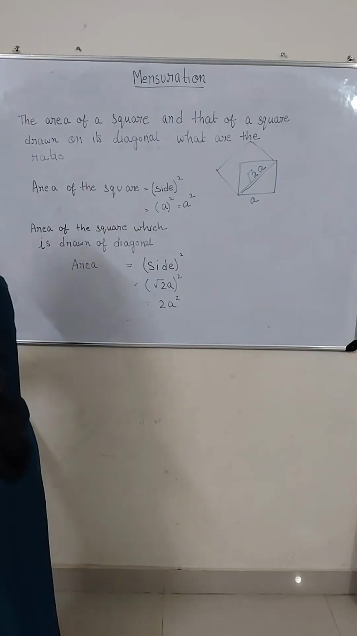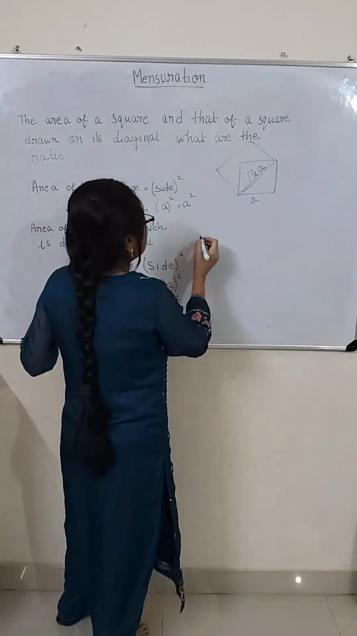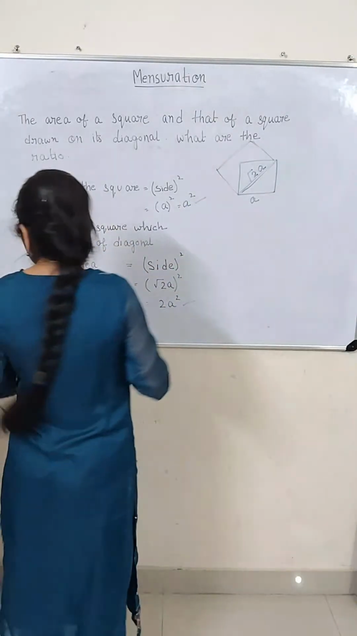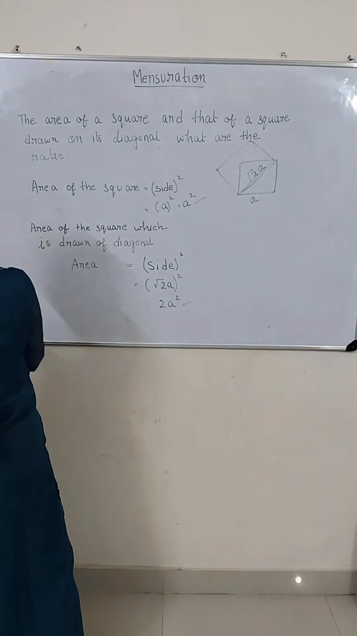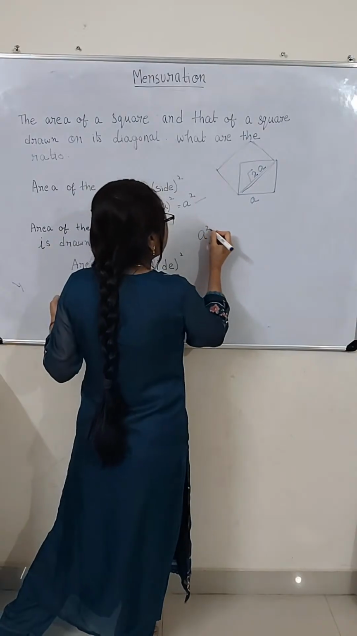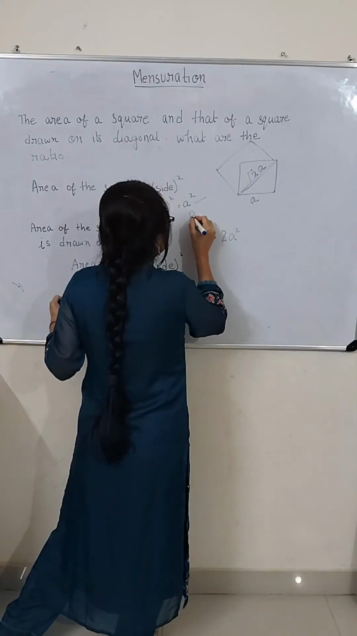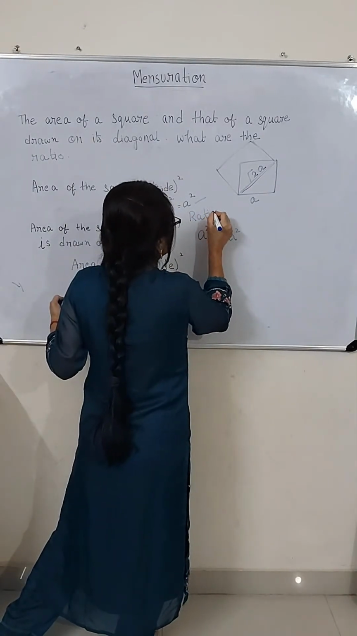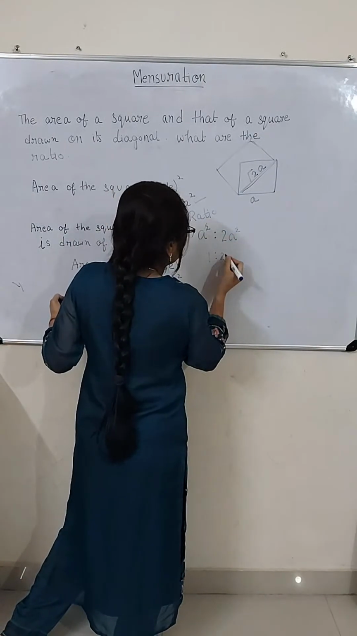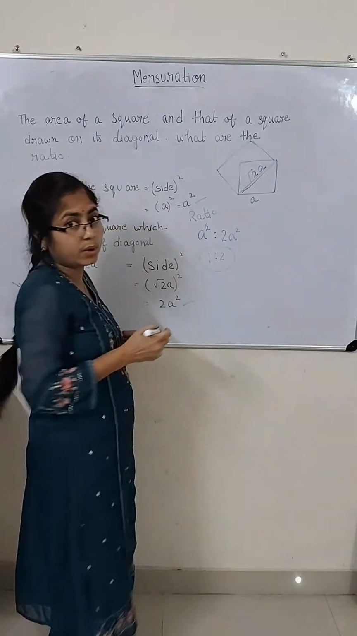Now, what is the ratio? Ratio, first one is this one and second one is this one. Okay? So I write the ratio. A square is to 2a square. This is the ratio. A square cancels. 1 is to 2. 1 is to 2 is our answer.